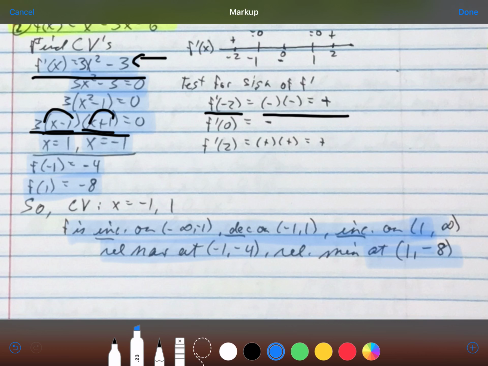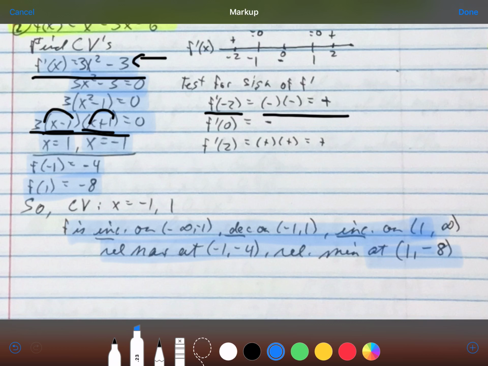So I could say I have a relative maximum at x equals -1, or at the point (-1, -4). The relative maximum value is -4. I have a relative minimum at the point (1, -8), or at x equals 1. The relative minimum value of the function is -8, the y-coordinate.